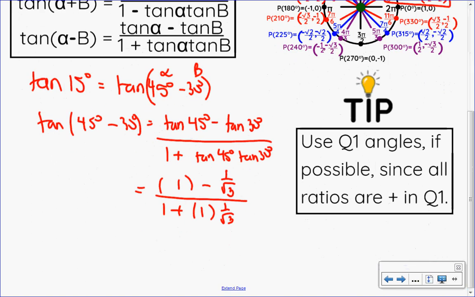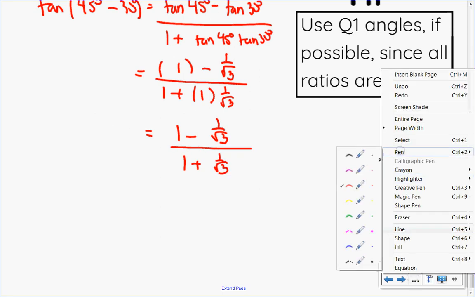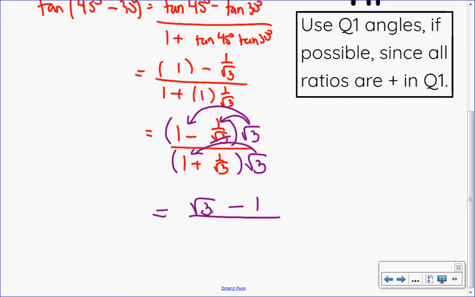Okay, so what I really have here, if I tidy it up just a little bit, is 1 minus 1 over root 3 over 1 plus 1 over root 3. So to get rid of my roots, what I'd like to do is multiply numerator and denominator by root 3, because root 3 over root 3 is 1. I haven't changed the value of the question. So distributing this in, 1 times root 3 minus, distributing this in, the roots cancel and I'm left with 1. In the denominator, root 3 times 1 and root 3 times the roots cancel. I'm just left with 1.